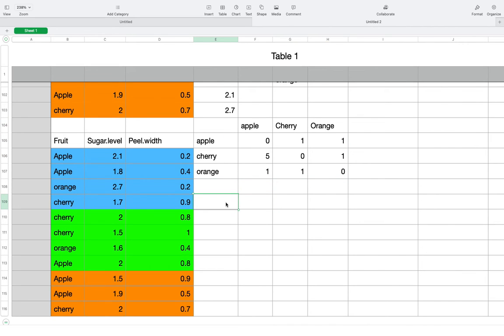All right, so peel.width. Let's look at the values. All right, I got 0.2. I got 0.4. 0.5, 0.6, there's no 0.6, 0.7, 0.8, 0.9, and a 1.